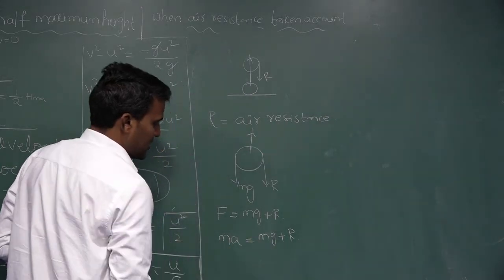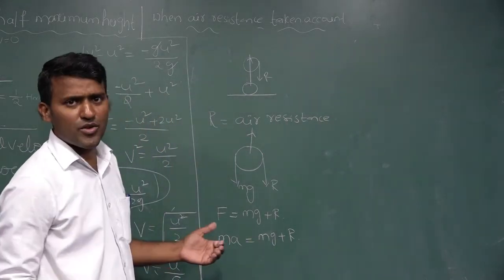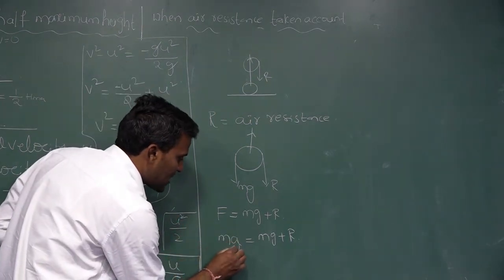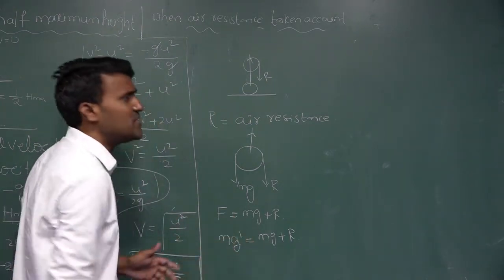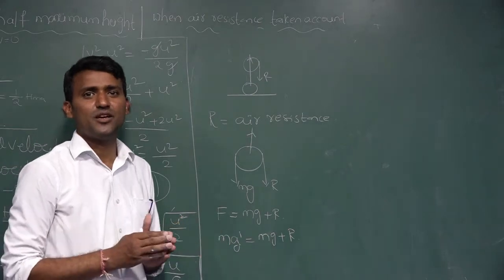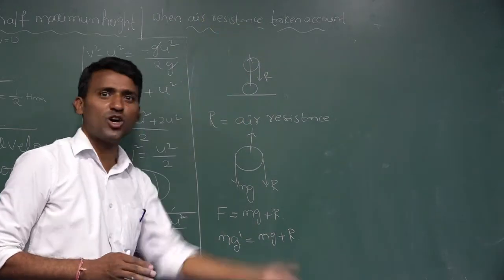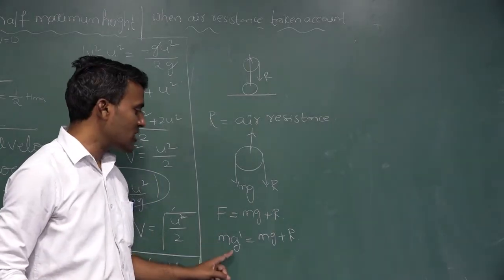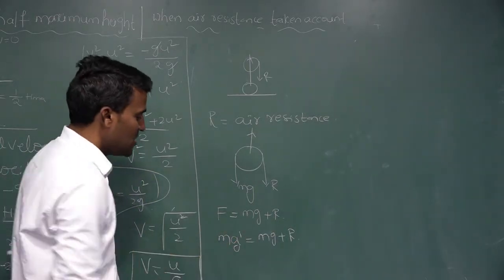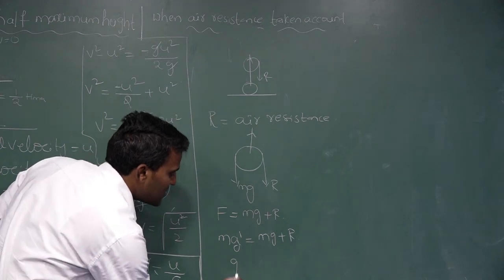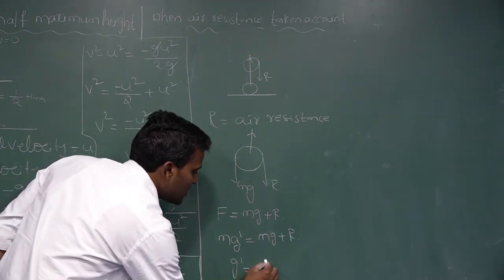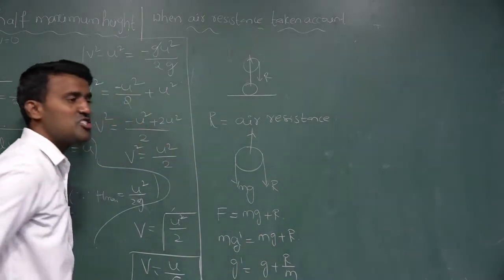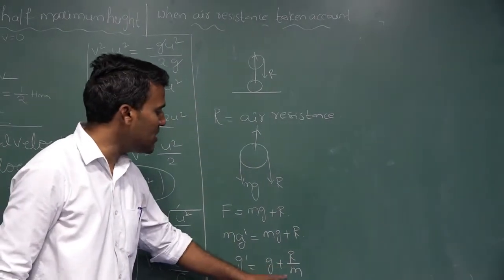M, if you take to this side. For your further clarification, I can write this as mg dash, since we cannot simply call it acceleration due to gravity. So F is mg dash. Taking m to this side, g dash is equal to g plus R divided by m. g dash is equal to g plus R by m.